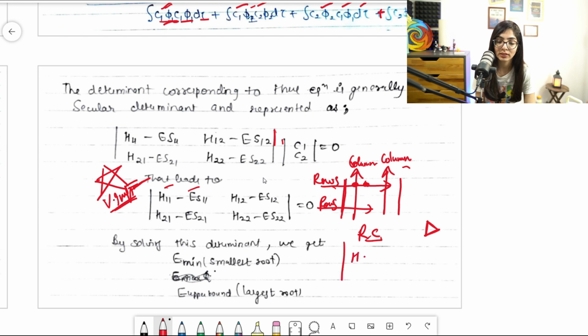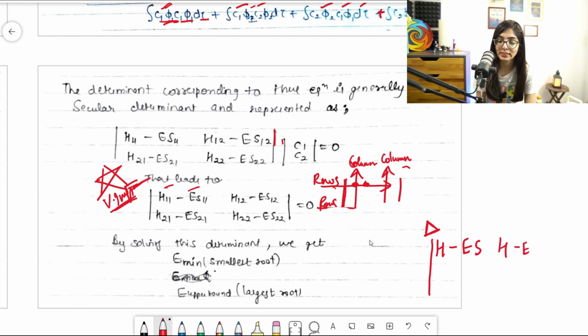H, wait, I'll just rub it so that things are more clear and more visible. So I'll be writing over here in that form. H minus ES, everything will be in this form. H, you have to write it like this, like how many times that is given, 1, 2, like that. So you have to write in this form only.